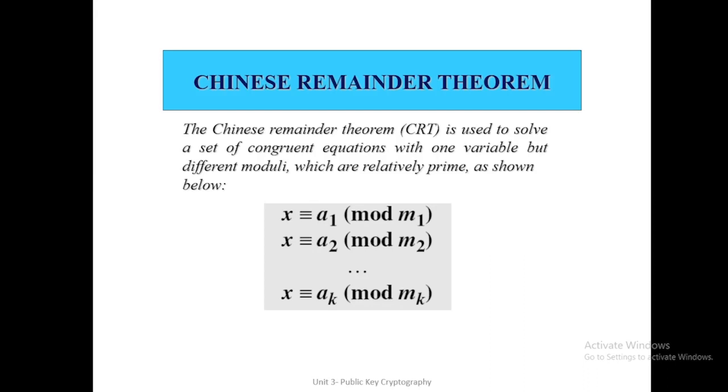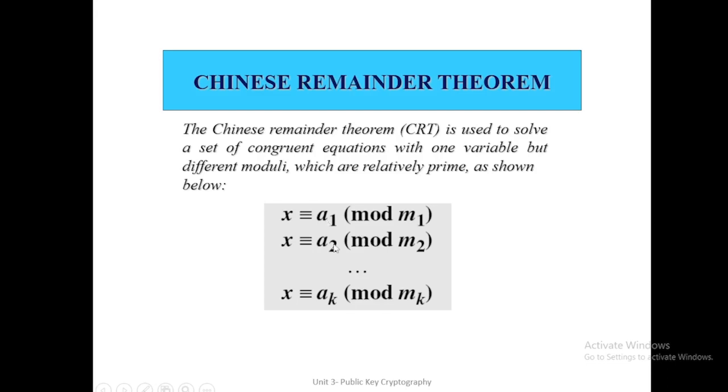Welcome to cryptography session. Today I am going to give an explanation for Chinese remainder theorem. The short form of Chinese remainder theorem is CRT. This theorem is used to solve or find a common value from the set of congruent equations. So the common value is taken as x. We may be able to find out the common value x from the set of congruent values.